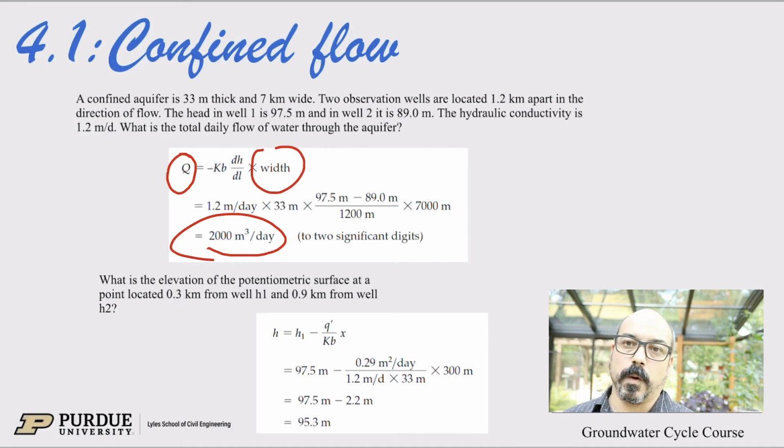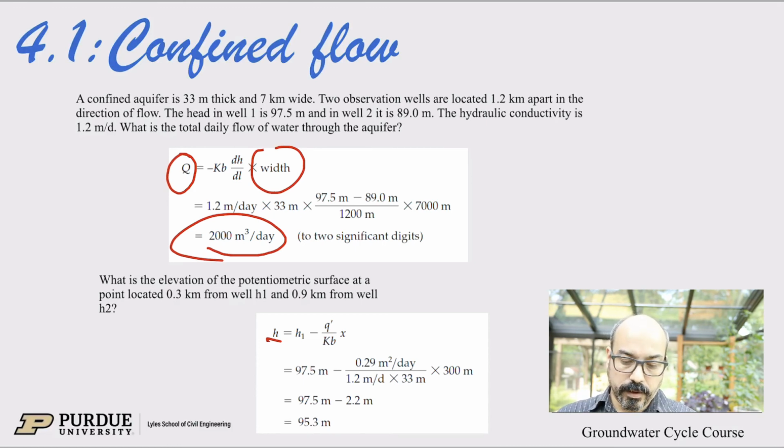So this is in chapter 4 in Fetter. So this is actually an example from the book. And you can find all this information, of course, in your book. What is the elevation? So again, now we have the h of x equation that we just derived. You just plug in the numbers again.